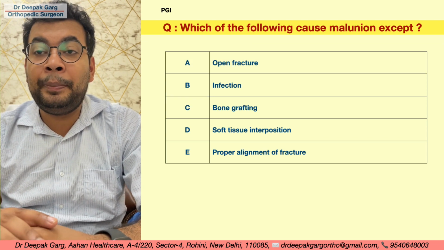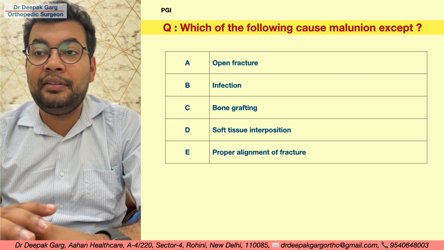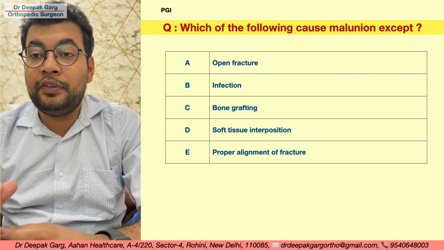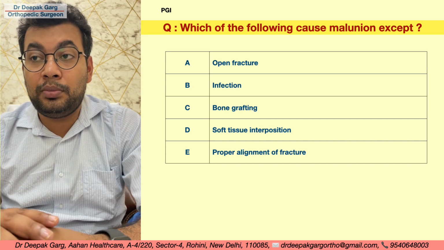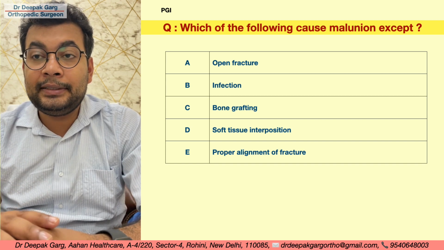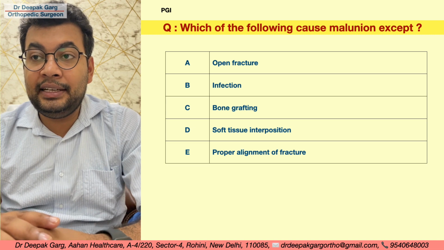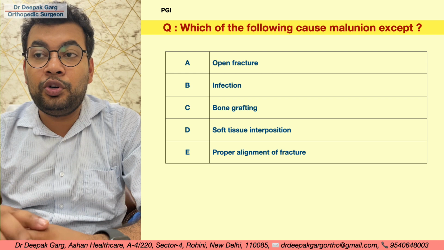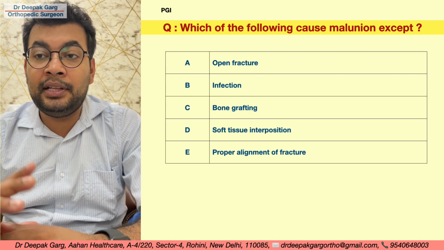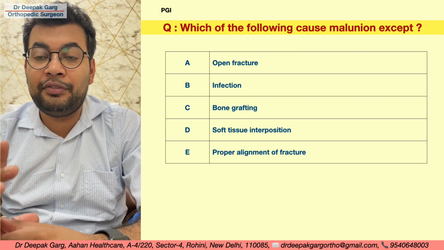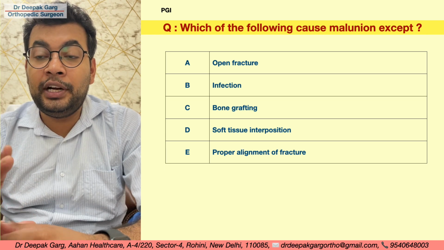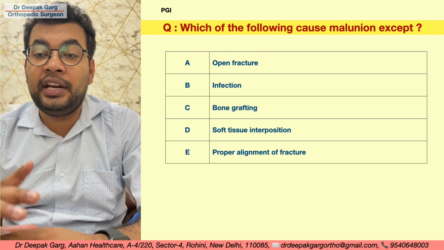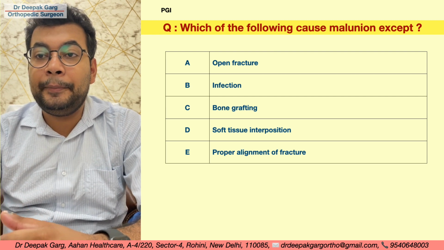This is a question from PGI, so multiple answers are possible. Which of the following cause malunion except? So which of the following will not cause malunion? Open fracture? No, infection can cause malunion. Bone graft? Bone graft will not cause malunion. It will help in the union. So C is true. We have to mark this answer. Soft tissue interposition, it can cause malunion. Proper alignment of the fracture, it will lead to the union again. So the answer is C and E.